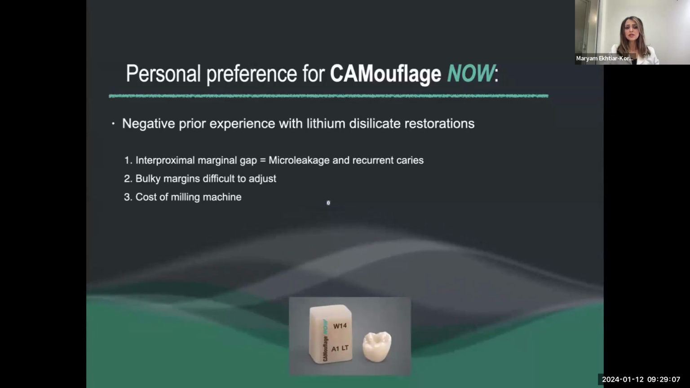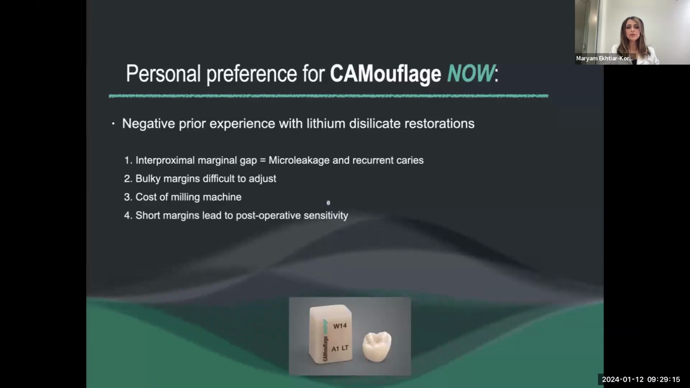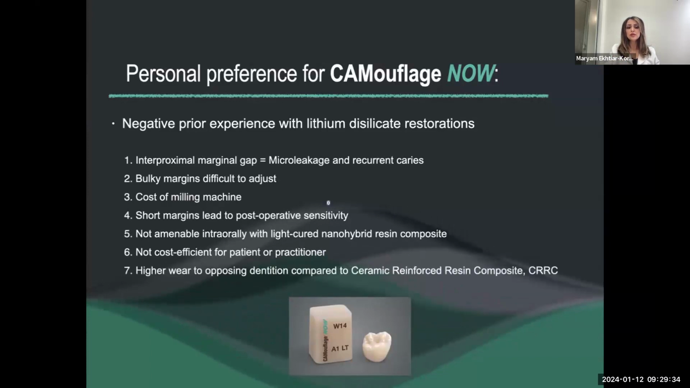And well, let's be honest, the cost of the milling machines was something that was out of my budget. The margins are usually short, and that has led to post-operative sensitivity. And it wasn't cost efficient for the patient as well as myself. Another downfall was it has higher wear to opposing dentition compared to the ceramic reinforced resin composite, the Camouflage Now.